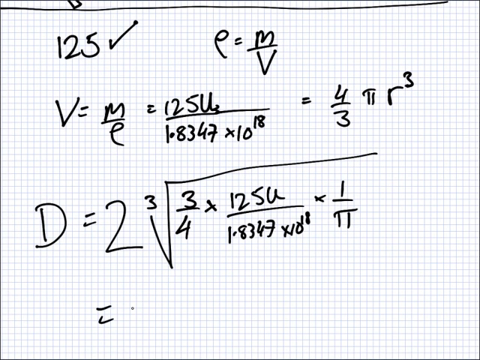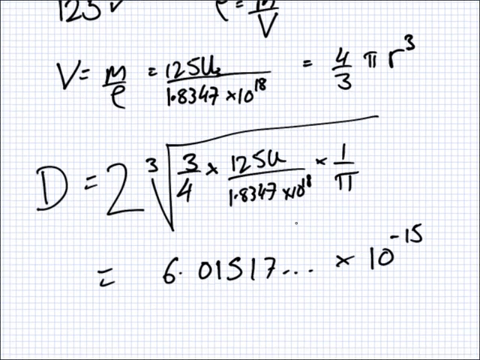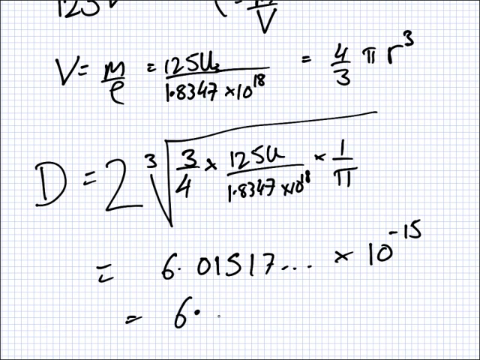How many marks was that now, Andek? Was it 3? 6.02 times 10, now give me a few places. 6.0151 7 dot dot dot times 10 to the power minus 15. Okay, so then in the exam you present your answer as 6.02 times 10 to the minus 15 meters.